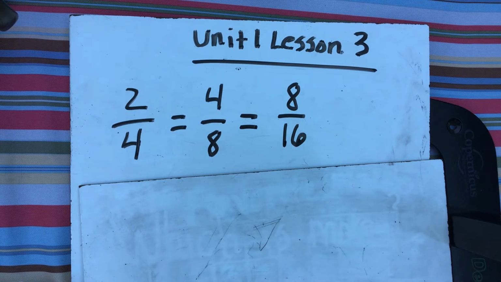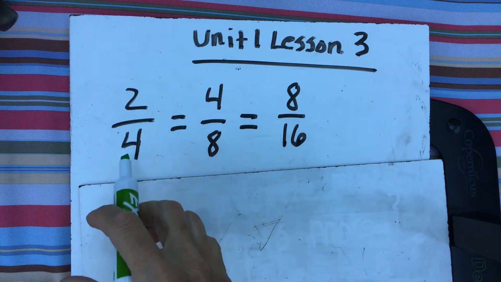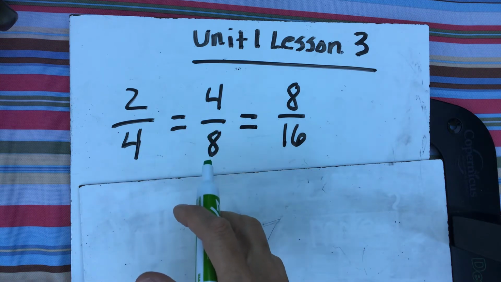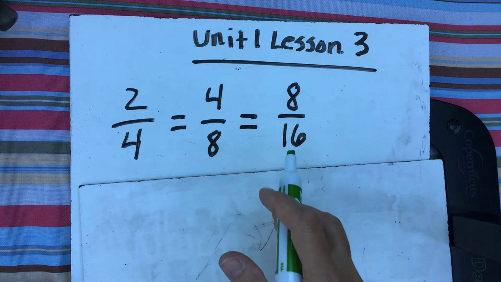Today's lesson is Unit 1, Lesson 3. We're looking at equivalent fractions. So as you can see here, I have a fraction 2 out of 4, 2/4. It is equal to 4/8, which is also equal to 8/16.